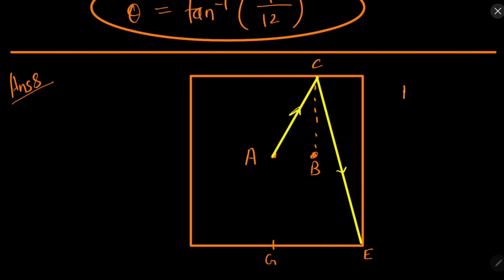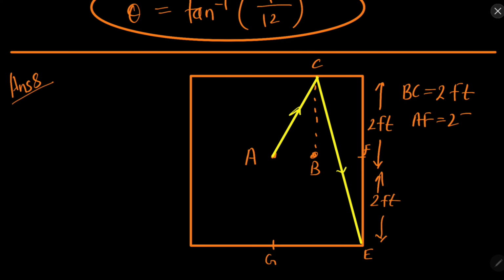So you can easily see that BC will be equal to 2 feet, because this is half, 2 feet, and this is again half, 2 feet. Then let's say this is point F. So A to F is again 2 feet. This much distance is 2 feet. Now let's assume that the distance between A and B is x, and so this distance will be 2 minus x, because the complete distance is 2. So this is x and this is 2 minus x.